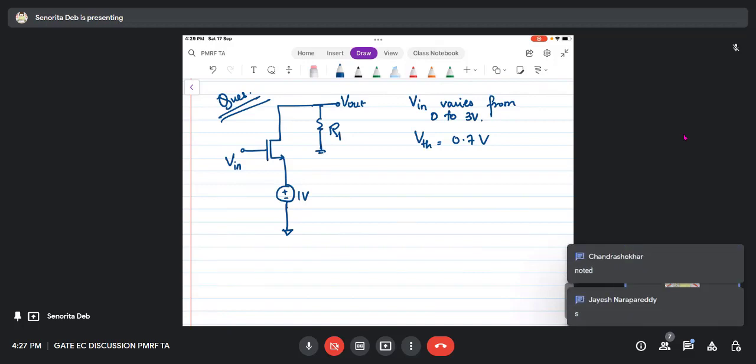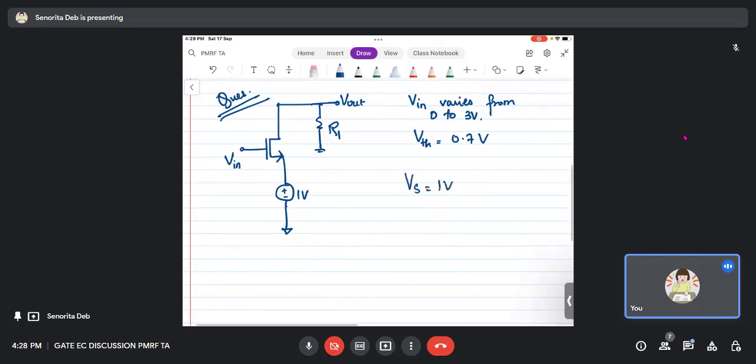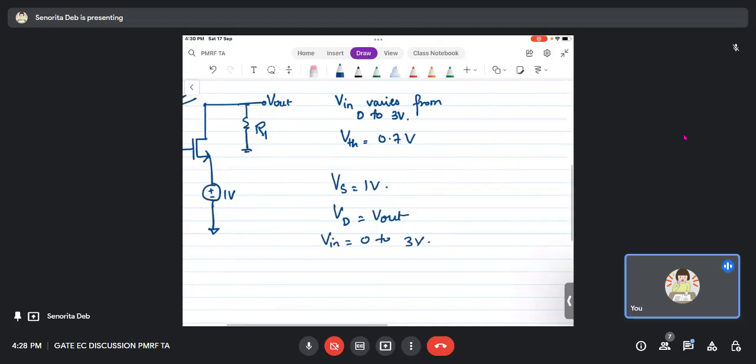Okay. So now, what do you understand from this question? First, there is a V out from this node. Once we see it, what do we think? The source is getting 1 volt. So we quickly write Vs is 1 volt and Vd is V out. And V in I know is from 0 to 3 volts. And the moment you have done this, it is wrong. This approach is wrong.